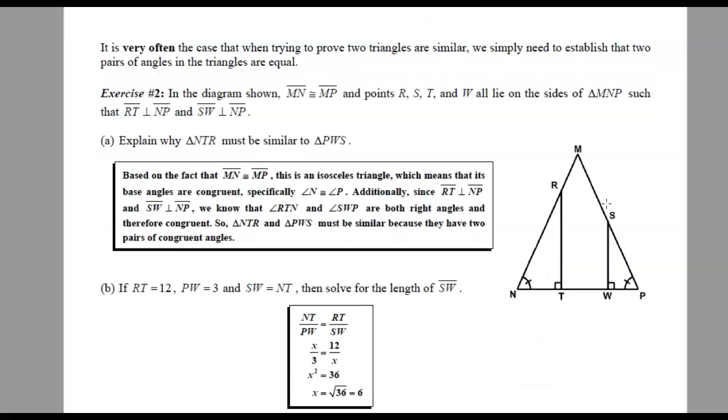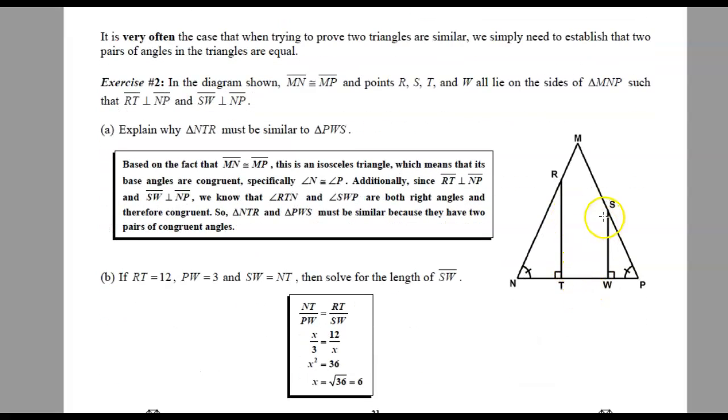Part B is now putting numbers into the situation. So if RT is 12 and PW is 3, and SW is the same as NT, solve for the length of SW. So what's happening here is we've got a proportion. We're saying that NT over PW, which is left over right, is equal to RT over SW, which is also left triangle over right triangle. We've got the 2 bases in the first fraction, the 2 altitudes in the second fraction, so that all matches up perfectly. And what the problem tells us is that NT and SW are the same, so we don't know either one. We'll just put x's in those spots.